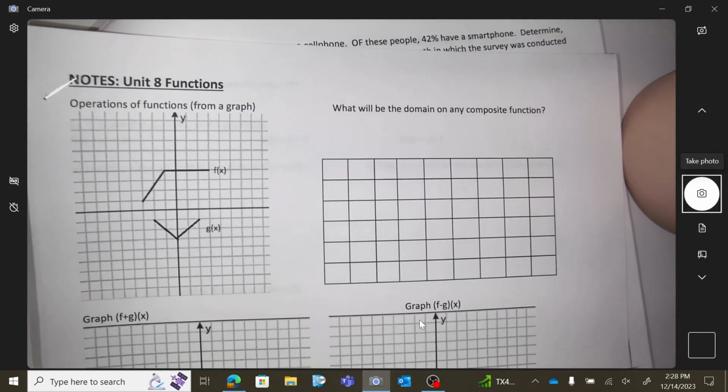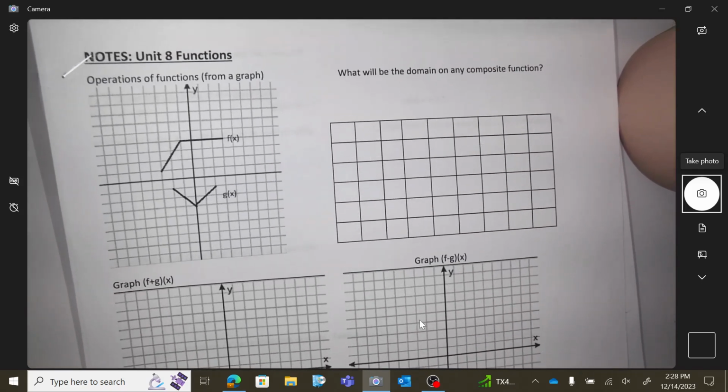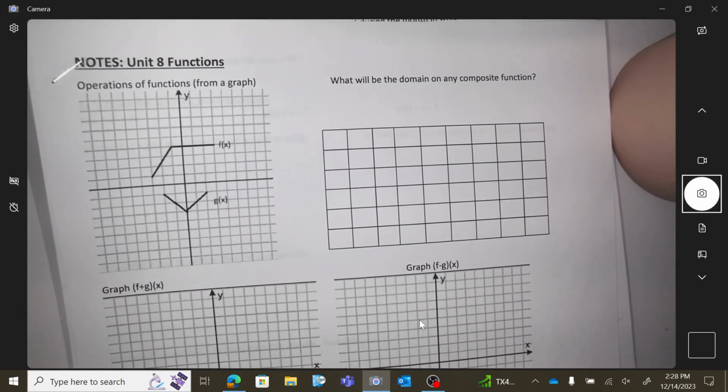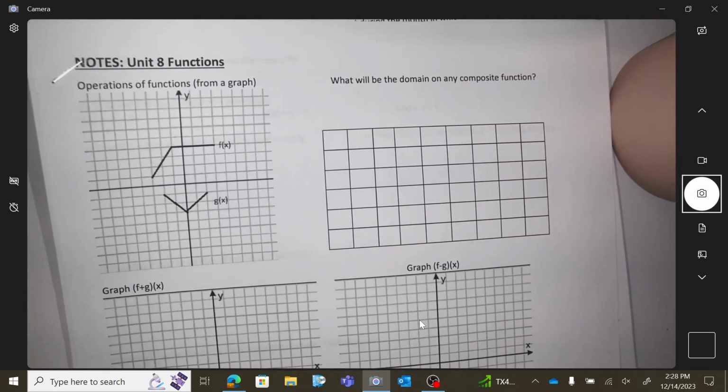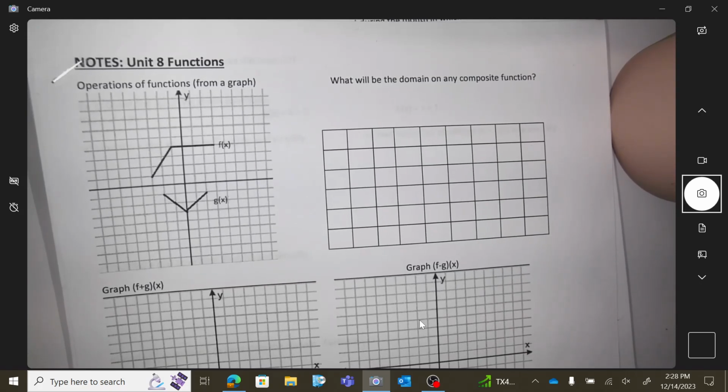All right, last unit. Woo, woo. And then we're done. Okay, so we're going to do composite functions.